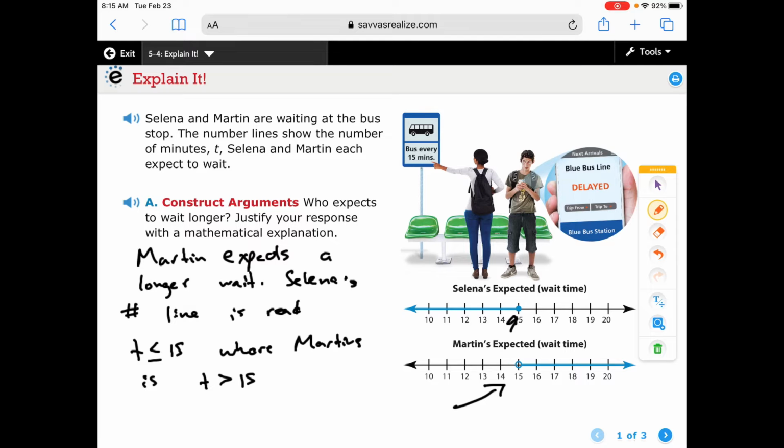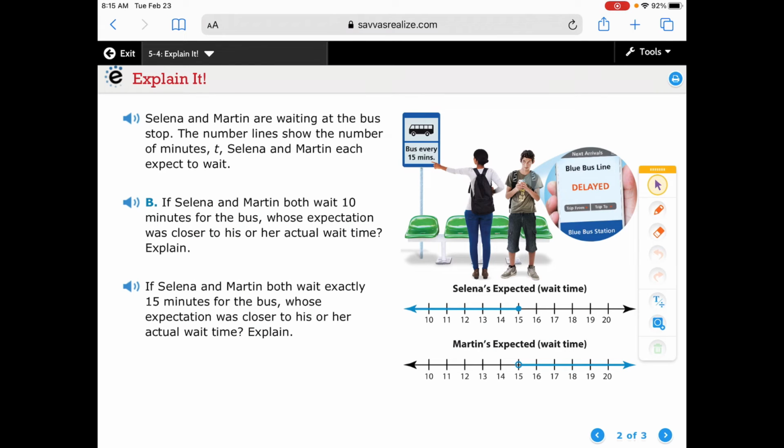So solid dot here, there's a line underneath. Open circle there, there's no line underneath, okay? So for part B, it says if Selena and Martin both wait 10 minutes for the bus, whose expectation was closer to his actual time?